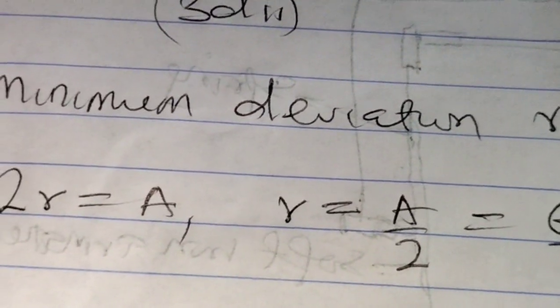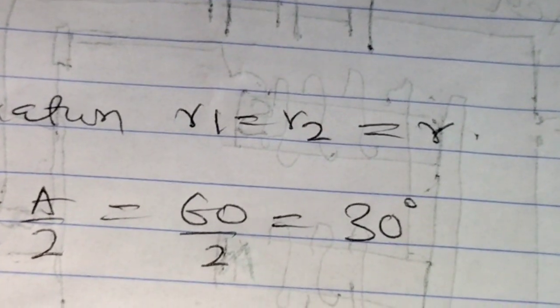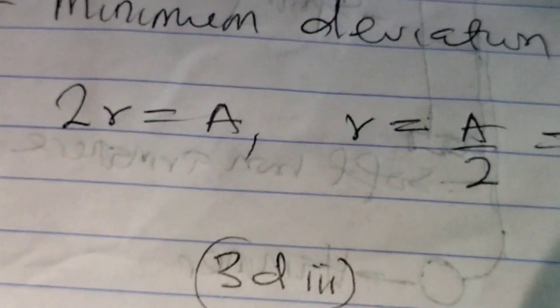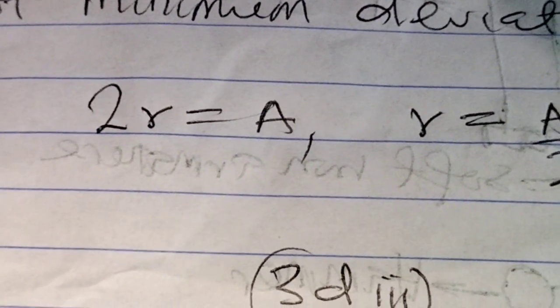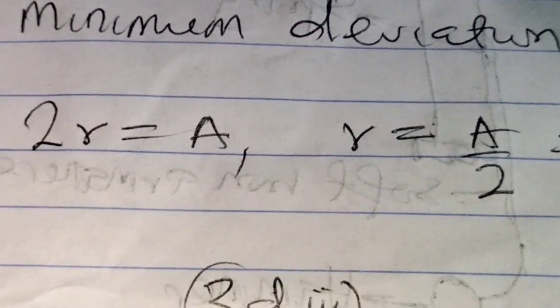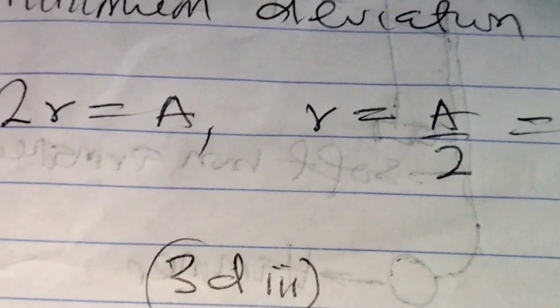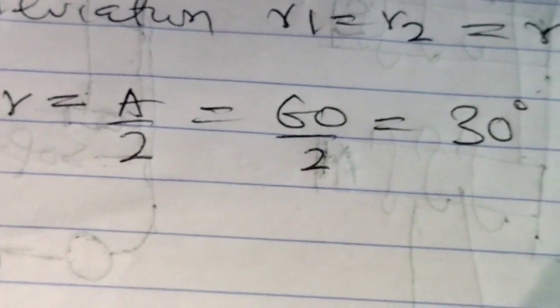At minimum deviation, the two angles of refraction, R1 and R2, become equal to each other. So R1 becomes equal to R2. Then going by geometry, 2R equals A, because the two interior angles of a triangle are equal to the opposite exterior angle. You can go back to the diagram and look at it. So you make R the subject. R now becomes A over 2, which is 60 over 2, which is 30 degrees.